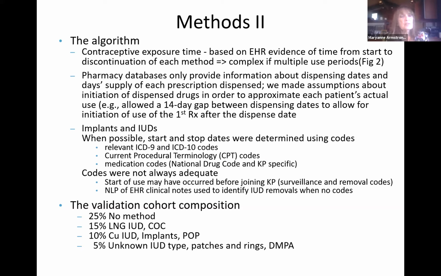For implants and IUDs, when possible, the start and stop dates were determined using codes such as relevant ICD-9 and 10 codes, current procedural terminology codes, CPT codes, or medication codes such as National Drug or KP specific codes. But sometimes codes are not always adequate to identify these two methods. Sometimes the start of use may have occurred before the woman joined Kaiser Permanente. In that case, we would have to look for surveillance or removal codes to see if she was in fact using an IUD. We also would look at NLP of the EHR clinical notes used to identify IUD removals when there were no codes for removals or any other codes available.